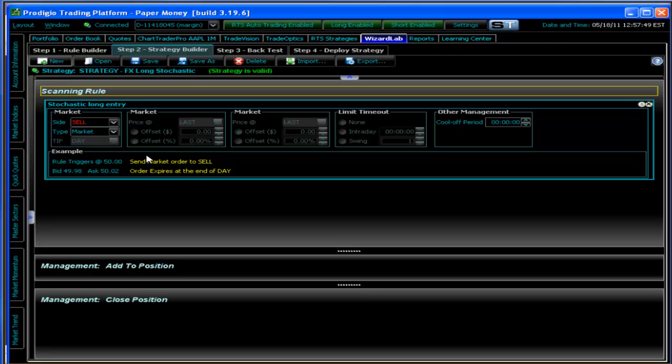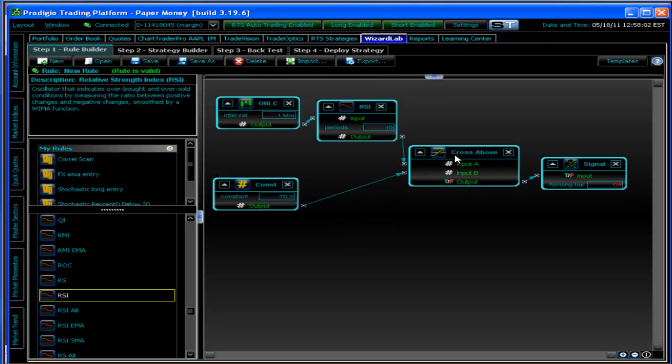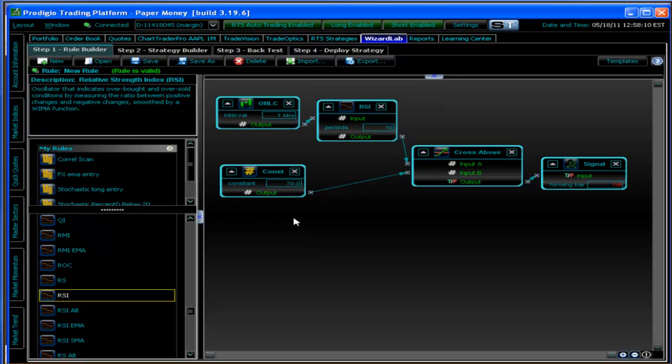Well, the problem with that is Wizard Lab is an environment that allows you to create any combination of rules and any combination of logic. So the only way for Prodigio or for Wizard Lab to interpret the opposite of crossing above 70 would have to be crossing below 70. And that's certainly not the opposite of your rule, is it? Crossing above 70 to go short, that's not right if I say cross below 70 to go long. That's completely wrong. That's not the opposite.